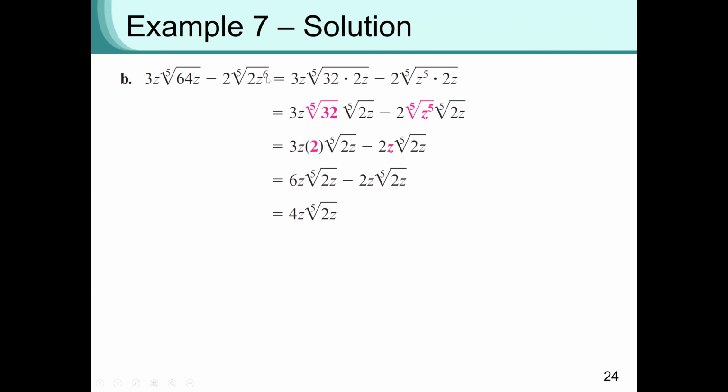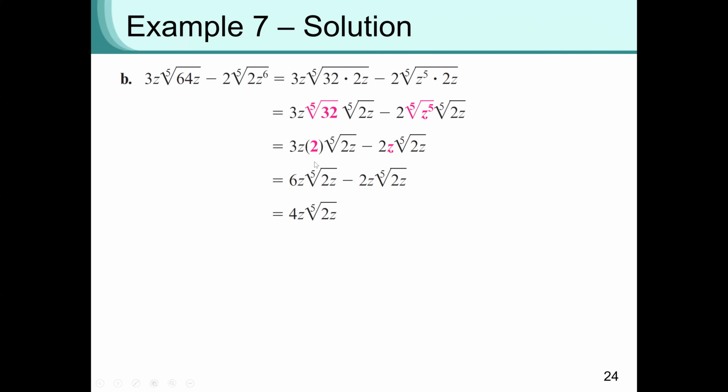But the z to the 6, we're going to break it into 2. We get z and z to the 5. So you can see the goal is that I have only 2z here, which I have now. So now I'll find the fifth root of 32, and also the fifth root of z to the 5. We know the fifth root of 32 will give me 2. The fifth root of z to the 5, of course, 5 times 1/5, the exponent will give me 1. So we get z.